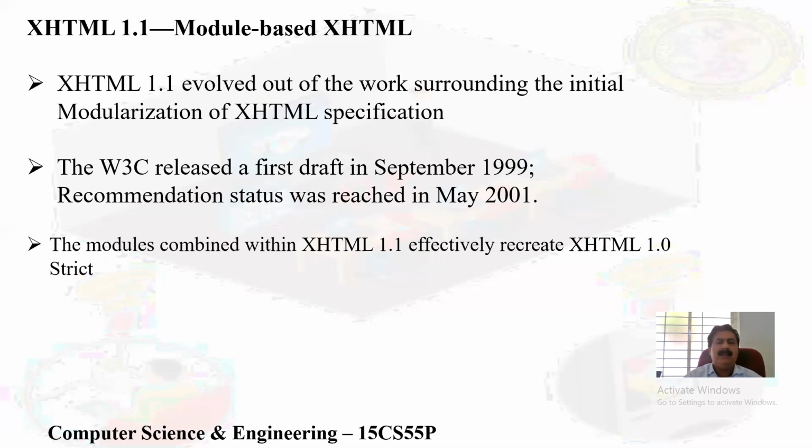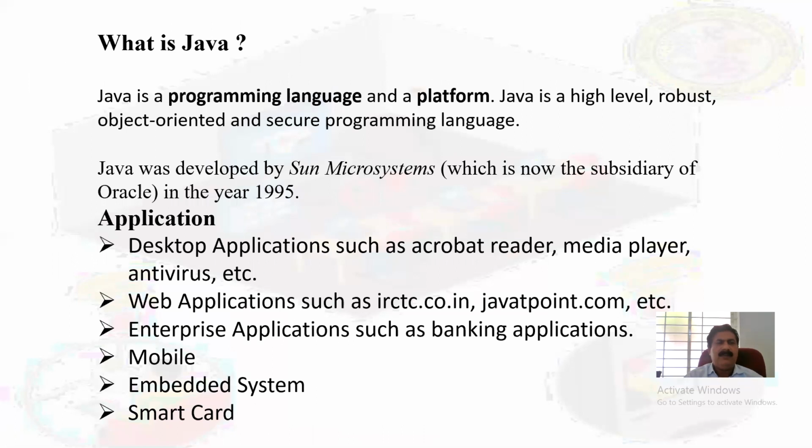XHTML 1.1 evolved out of the work surrounding the initial modularization of the XHTML specification. The W3C released a first draft in September 1999. The recommendation status was reached in May 2001. The modules combined within XHTML 1.1 effectively create XHTML 1.0 Strict. What is Java?